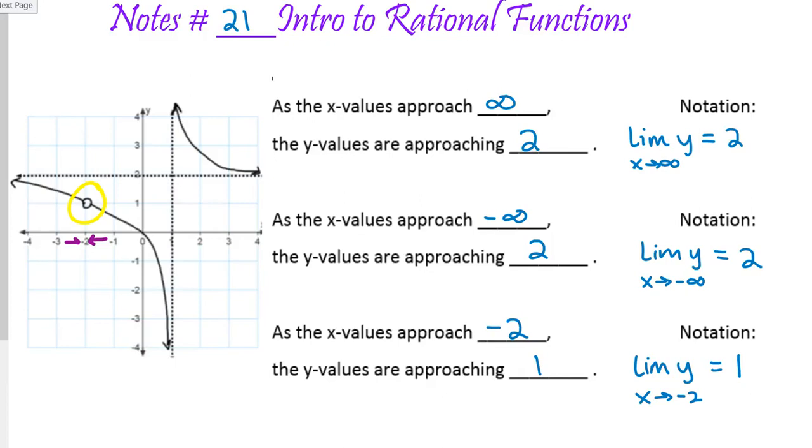All right, to start today's lesson, I just want to do a quick recap of what we learned last time. We had our introduction to rational functions, and it was notes number 21. And we started by looking at a graph and learning what limit notation was. So as x approaches a particular number, the y values are approaching something, and we put that together and called it a limit. So we practiced that a little bit.